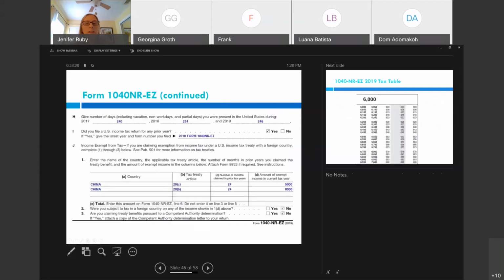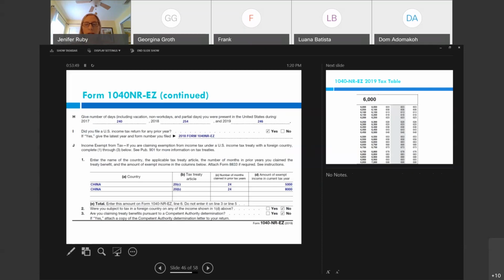The next section continues similar information from the 8843, and whether or not you previously filed. Item I asks whether you filed previously. So if the answer is no, it's no, but if it's yes, then you have to indicate the year that you filed and the form that you filed. So in Tommy's situation, he filed in 2018, the 1040 NREZ.